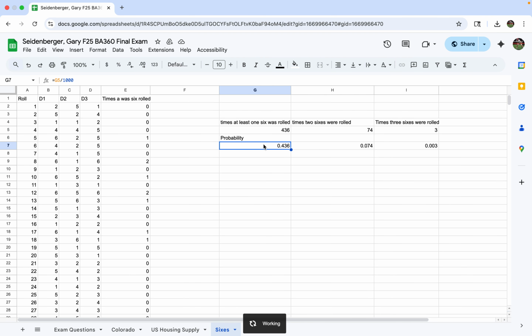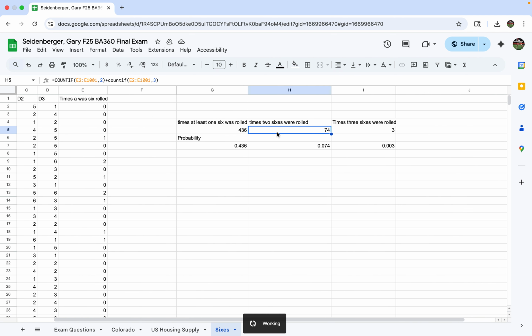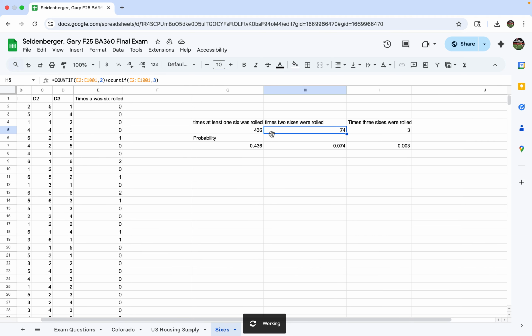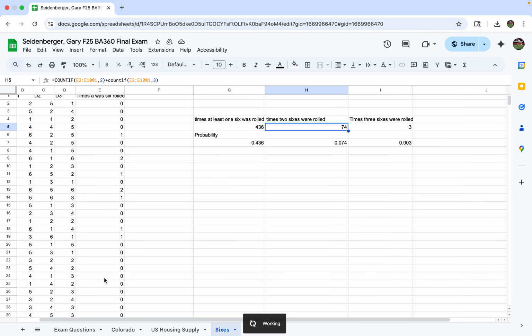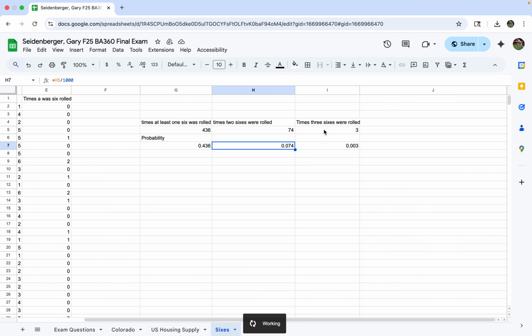And then to find the probability of at least one six being rolled, I took this number and divided it by 1,000 because that's how many times the trial was conducted. And then I just repeated that same process for the next two questions. So for the number of times two sixes are rolled, I used the COUNTIF function to count the number of times at least two sixes were rolled. And then again, divided that number by 1,000. And then for the last question, the number of times three sixes were rolled, again, used the COUNTIF function to count how many times that was, and then divided it by 1,000.